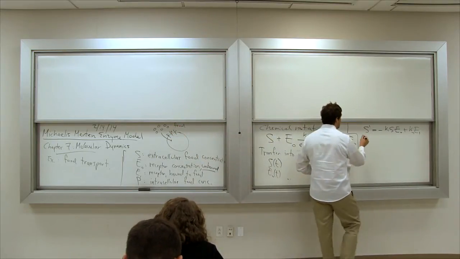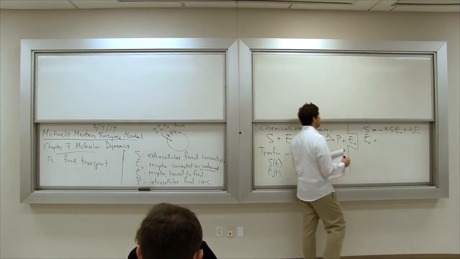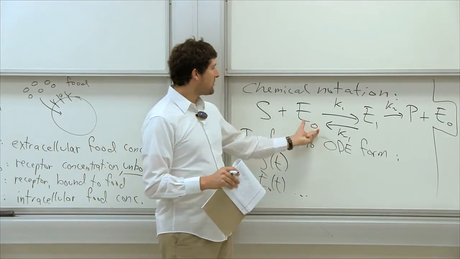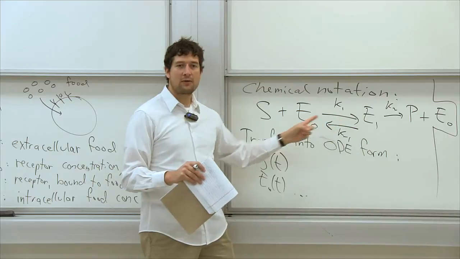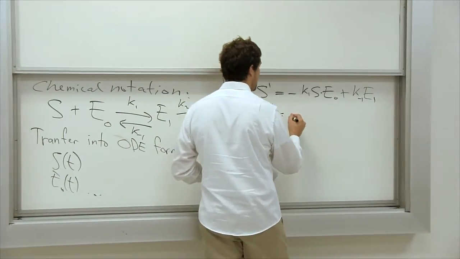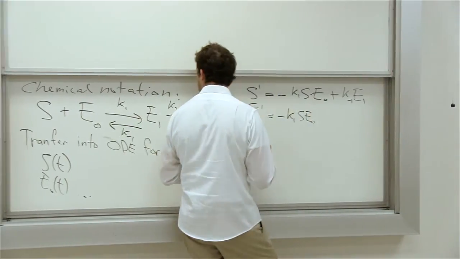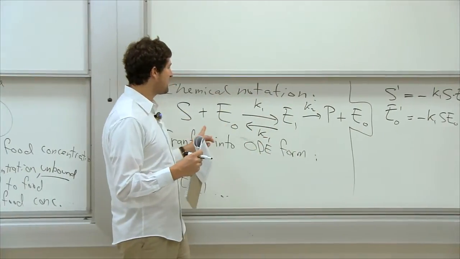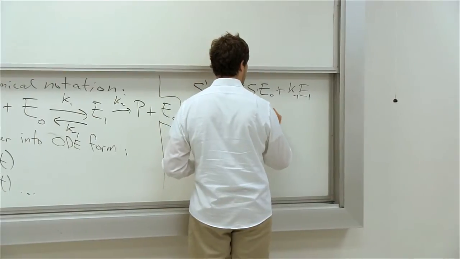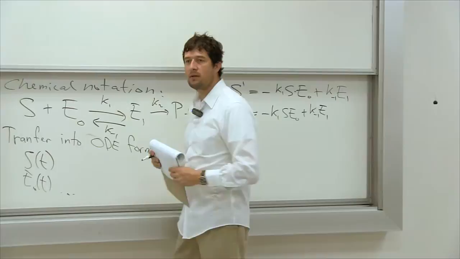Okay, now let's talk about E0. Let's do the same kind of thing for E0. Now E0 is involved actually in the same kind of reactions as E1, as S. So this would be minus K1 SE0, okay, plus, what do you think? Plus K minus 1 E1, okay?